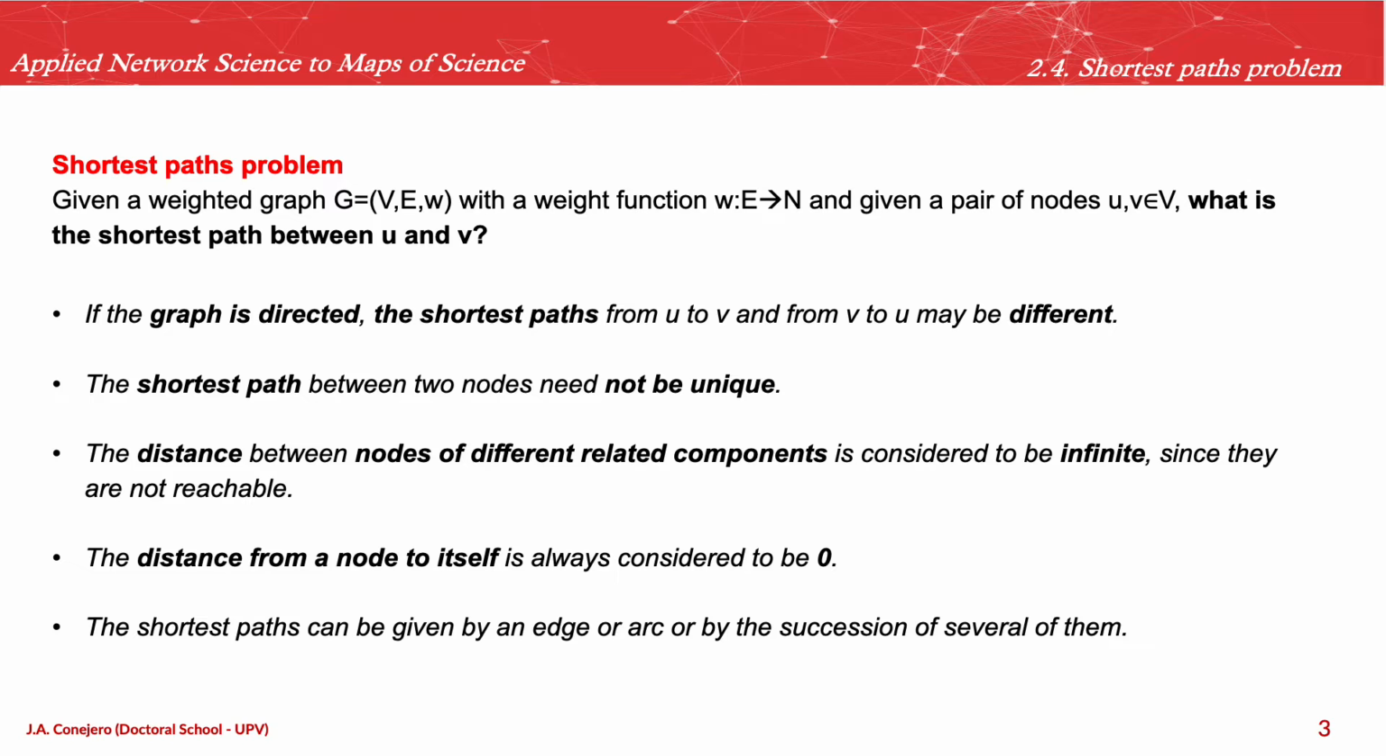Besides, the distance between nodes of different connected components is considered to be infinite, since the nodes cannot be reached one from the other. Also, the distance from a node to itself will always be considered to be 0. And the shortest path can be given by an edge or an arc or by a sequence of some of them.